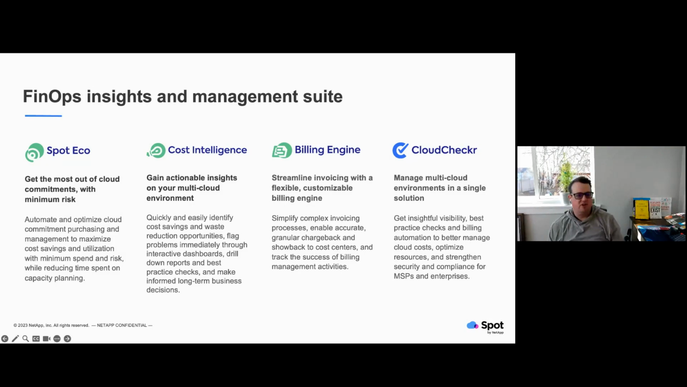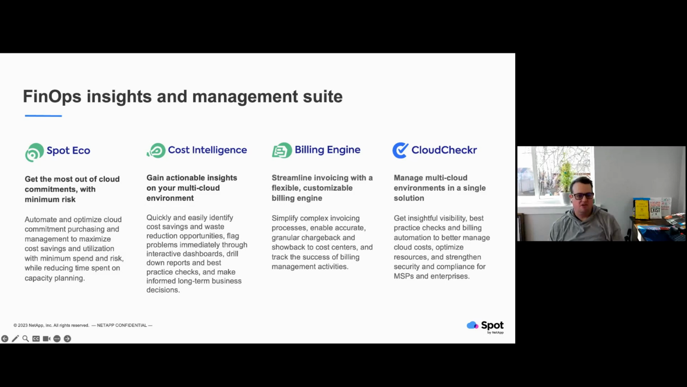Cost Intelligence, a new feature that we recently released, gives you actionable insights on your multi-cloud environment. Multi-cloud is becoming more and more of a reality as we go through, as people want to make sure that their bases are covered. You don't want to put all your eggs in one basket, but you still have to maintain the well-architected framework, and you still have to make sure that you're optimizing for cost.